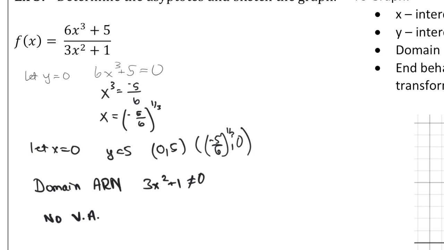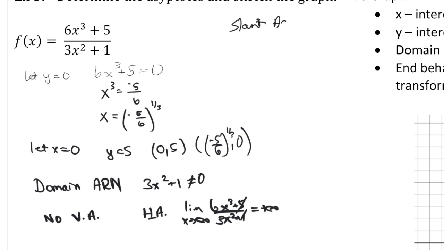We next want to think about your horizontal asymptotes. For the horizontal asymptotes, if we take the limit as x goes to infinity of (6x cubed plus 5) over (3x squared plus 1), the answer is going to infinity. So you know it, we have some sort of slant asymptote, and we need to find it. And to find it, what are we going to do? You are right, we're going to do some long division.